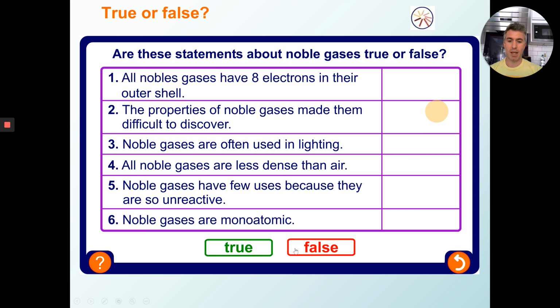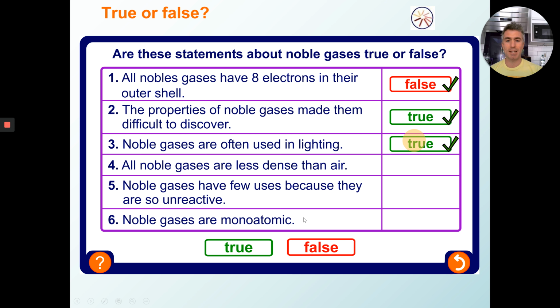All noble gases have 8 electrons in their outer shell. False. But I told you they have a full outer shell. Helium has 2. The properties of noble gases make them difficult to discover. True. They don't react. They don't do anything. Noble gases are often used in lighting. It's true. I gave you more than one example of lighting.